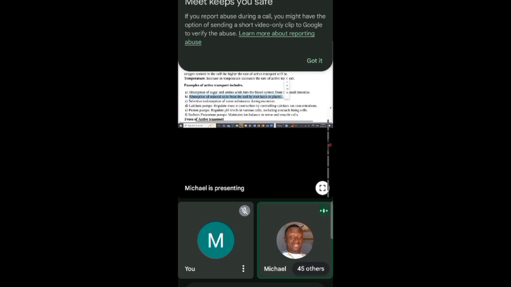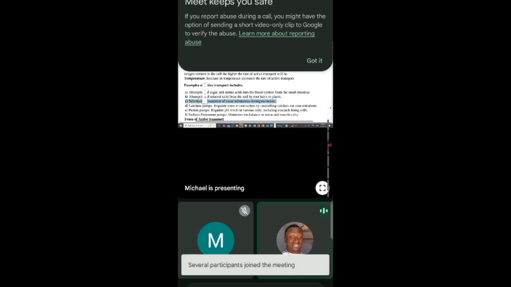Now, another example is the selective reabsorption of some substances. During excretion in the kidney, in the tubules of the kidney or the nephrons, substances that are not supposed to be excreted, because the body still finds them essential, are reabsorbed. These are amino acids, and also glucose or sugar. And sometimes some hormones are also reabsorbed, although some do pass out, depending on the amount. They are essential to the body, so the body reabsorbs them, and we call it selective reabsorption of substances during excretion.